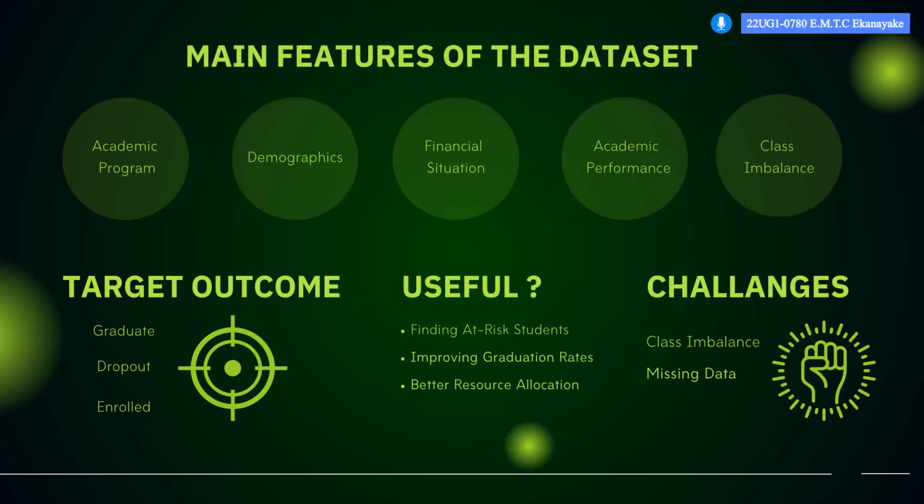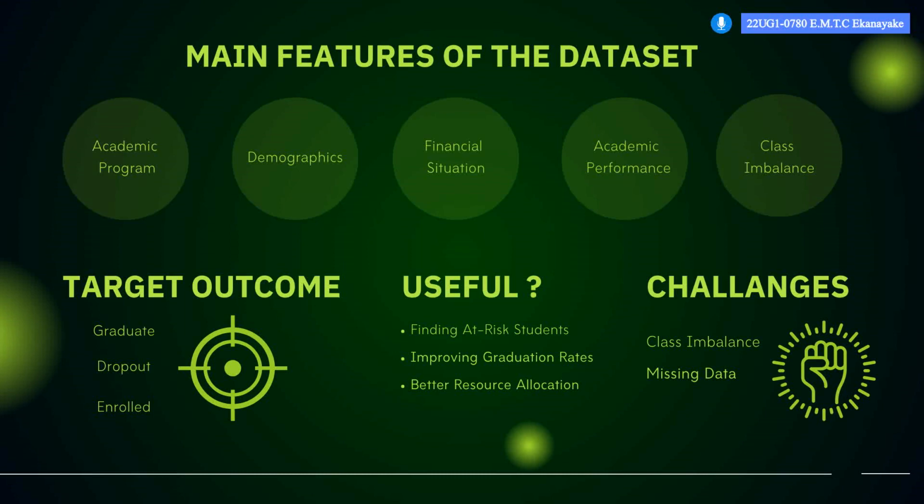Target outcomes: each student falls into one of these three categories: graduate, completed the program successfully; dropout, left before completing the program; enrolled, still studying in the program. The goal is to use machine learning to predict whether a student will graduate, drop out, or stay enrolled.